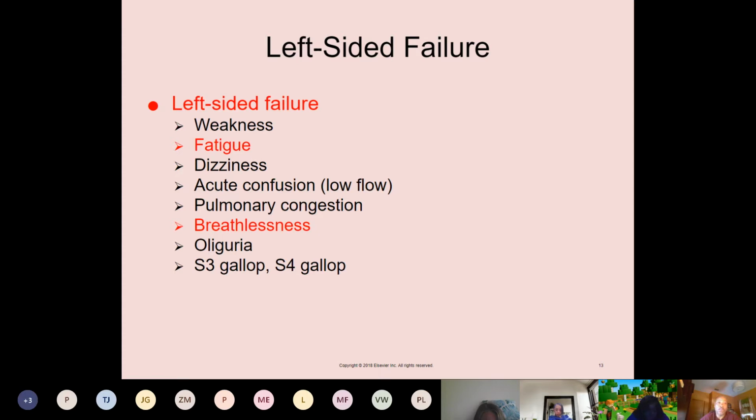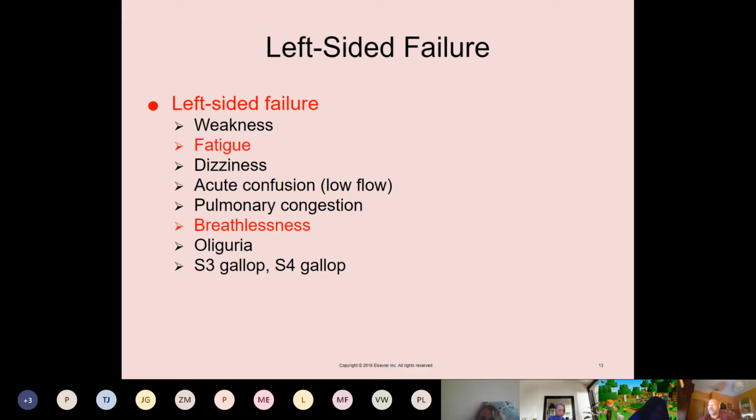You want to also assess their orientation status. Remember, they're getting decreased perfusion to their brain. Older people are disoriented and confused because of the fact that they have hypoxia to the brain. A chest X-ray may show an increased size of the heart, and also the apical pulse.